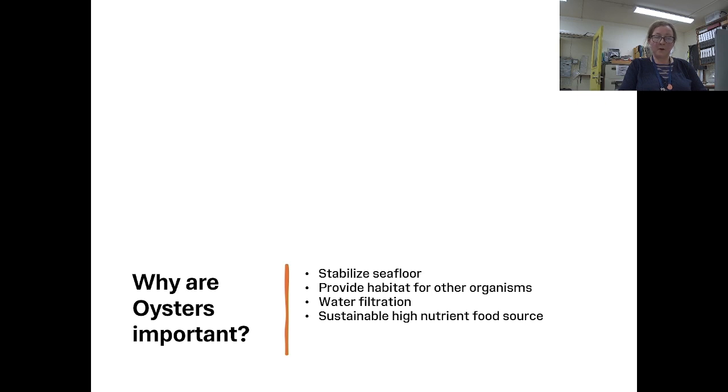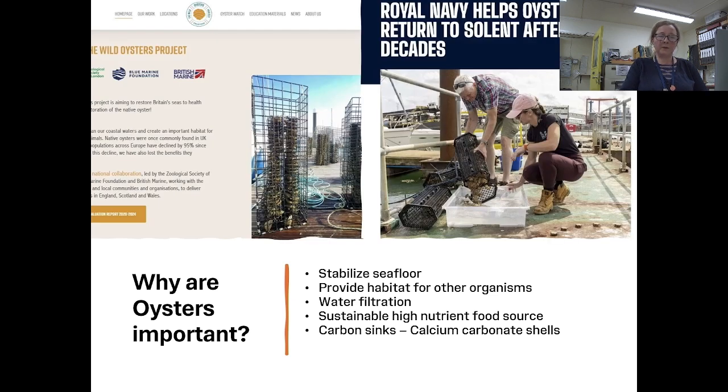They're easily farmed and they're a sustainable food source. And as a bonus, they're carbon sinks, locking calcium carbonate into their shells. Native oyster restoration projects are underway around the UK, and even the Navy is getting involved as well in the Solent. But the Pacific oyster represents 98% of those harvested for sale in the UK still.